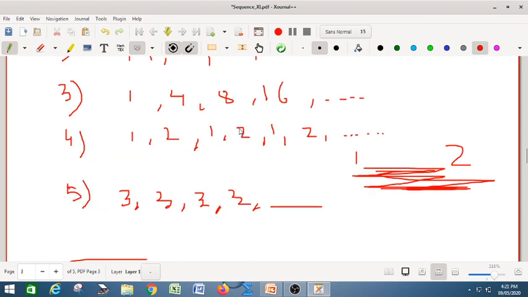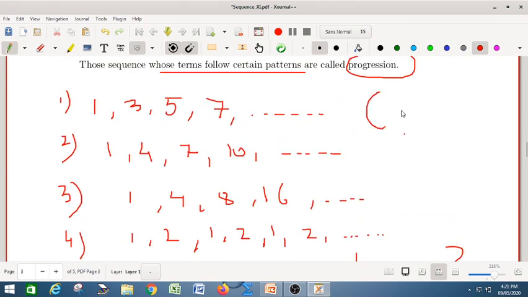So what is arithmetic progression? Look at the pattern. First pattern, common difference is 2. Common difference is denoted by D. So this is AP. In this case common difference is 3. This is also AP. So if a progression maintains a constant difference, that is, if you subtract the first term from the second or second term from the third, and the difference is always the same, that sequence is called arithmetic progression.